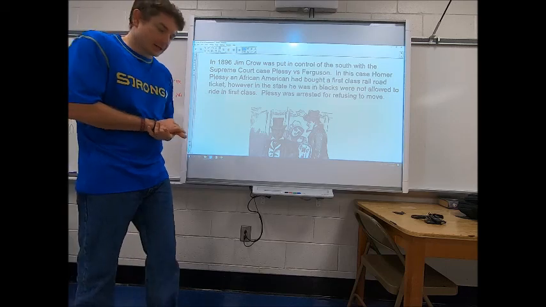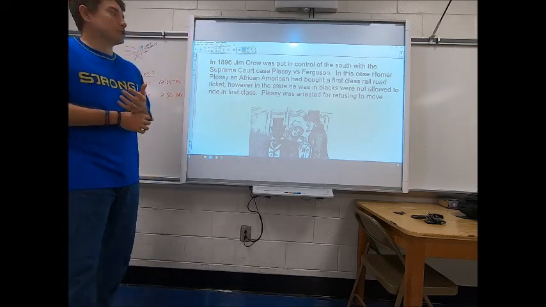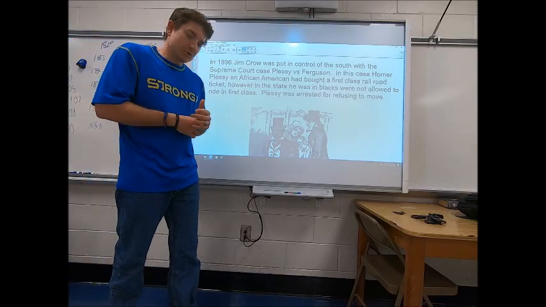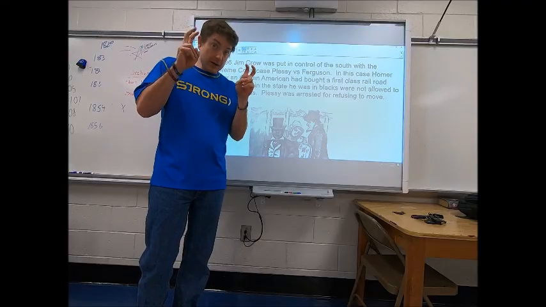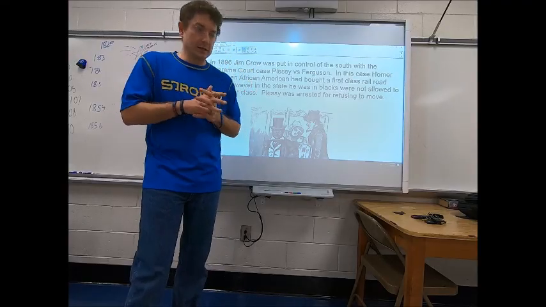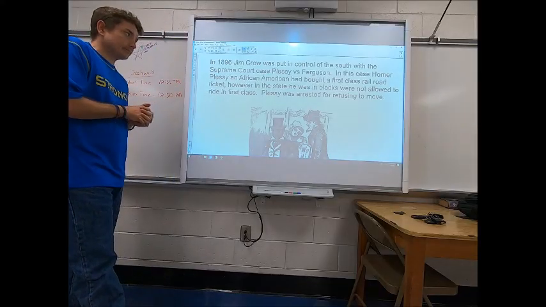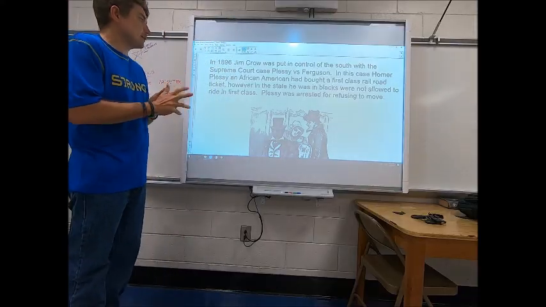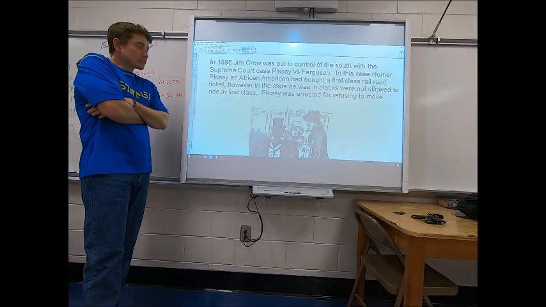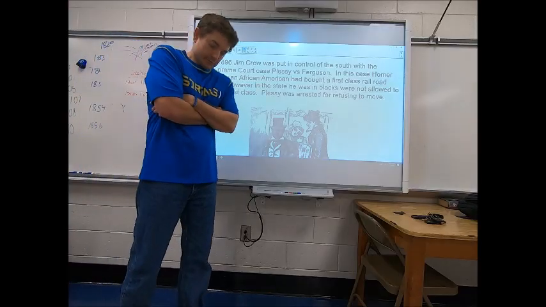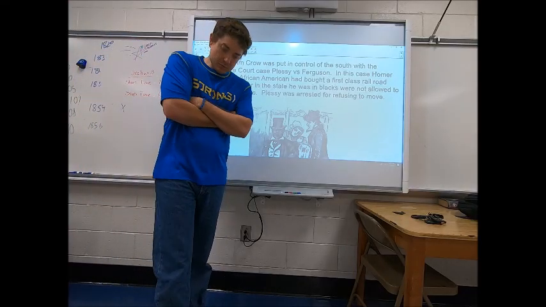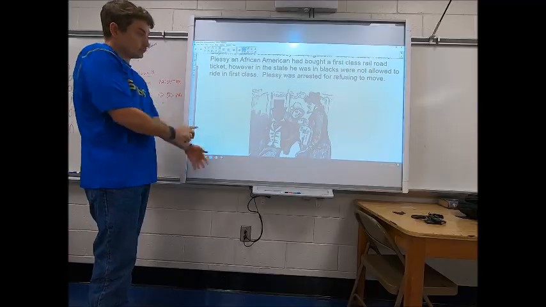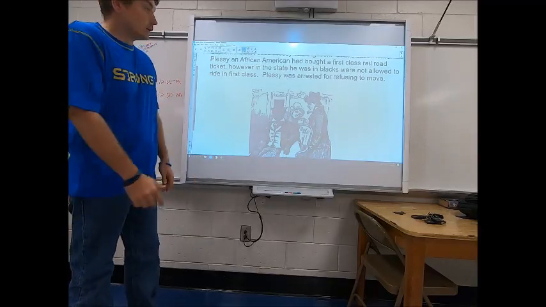In 1896, Jim Crow laws were put in control of the South with a Supreme Court case called Plessy versus Ferguson. In this case, you have an African American in air quotes, all right, so we'll explain that in a second. His name is Homer Plessy. He bought a first-class railroad ticket, got on board the train. However, in the state he was in, blacks were not allowed to ride in first class. Homer Plessy was arrested for refusing to move. Got this political cartoon right here. Pretty obvious Homer Plessy's black.